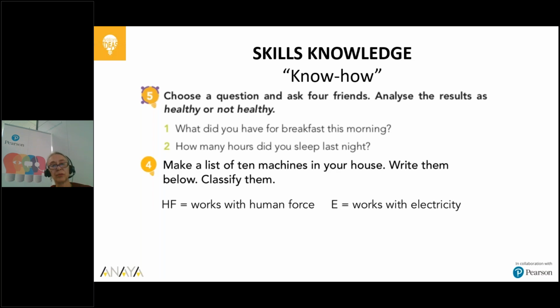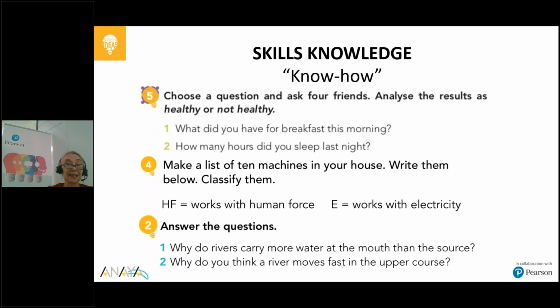Here's another skills knowledge activity. I think it's easier than the one before. Make a list of 10 machines in your house and write them into 2 lists, classified. It works with human force or it works with electricity. And so here, children have to know about this difference. They have to be able to apply a classification method.